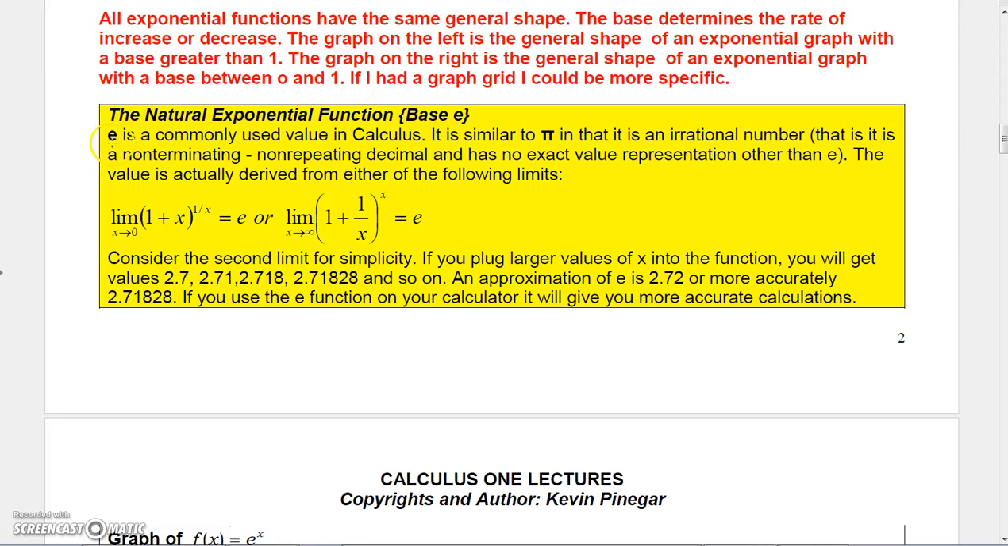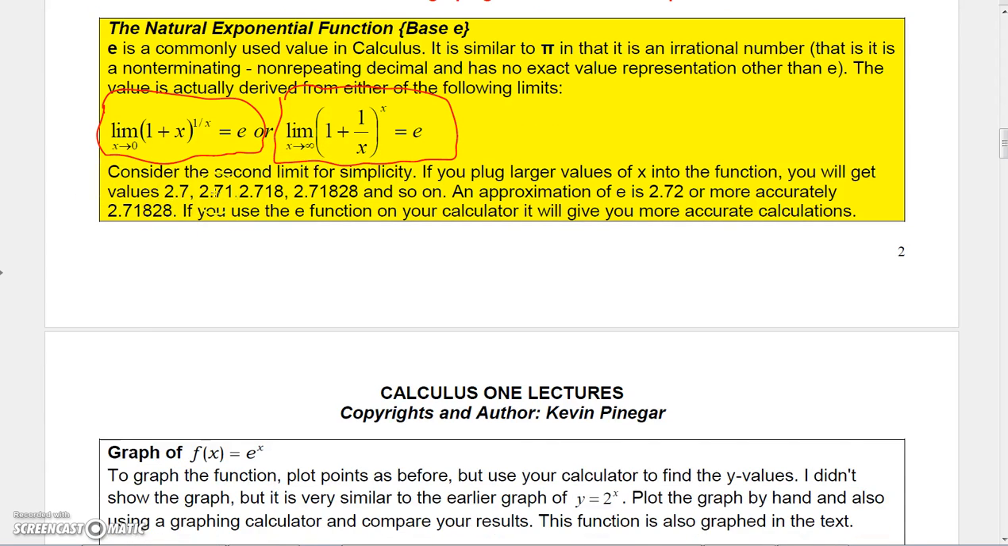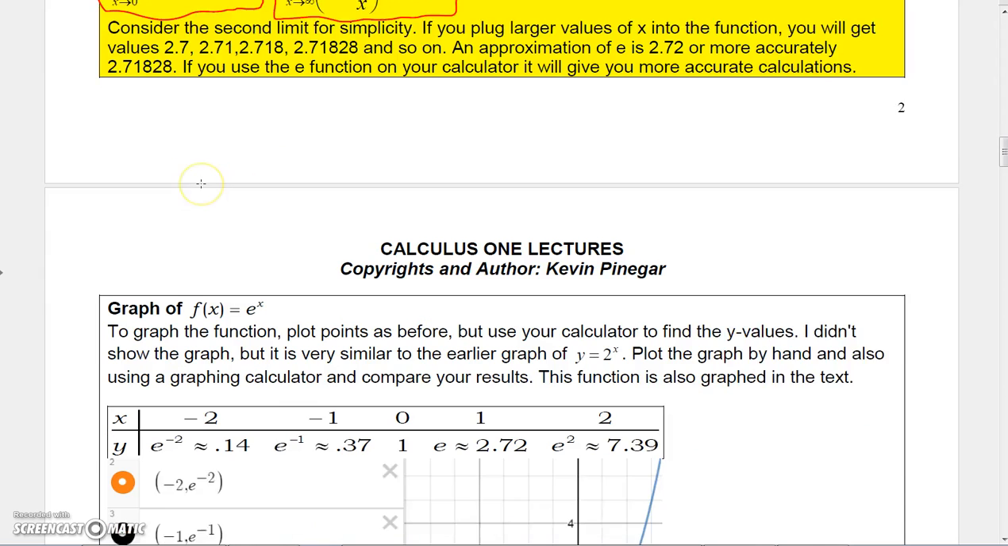Alright, so e is a commonly used value in calculus. It's similar to pi in that it's an irrational number. The value actually can be derived from either of the following limits. The limit of 1 plus x raised to the 1 over x as x approaches 0 is e. Or you could say the limit of 1 plus 1 over x raised to the x as x approaches infinity is equal to e. 2.7, 2.71, 2.71828, and so forth are approximations of e, but e itself is just e. So the exact value of e is just e.